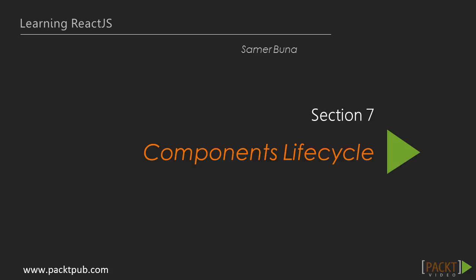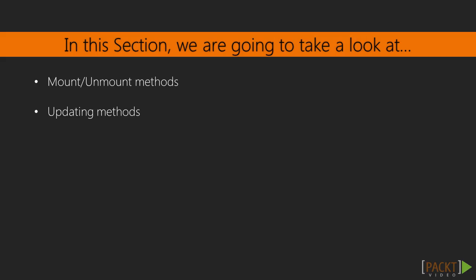In the last section, we learned about React's events, how to access the DOM API, and how to read input from users with controlled components. In this section, we're going to talk about React components lifecycle and the methods React exposes for us to customize the behavior of React components. We'll see methods for mounting and unmounting components and methods when the components get updated in the DOM.